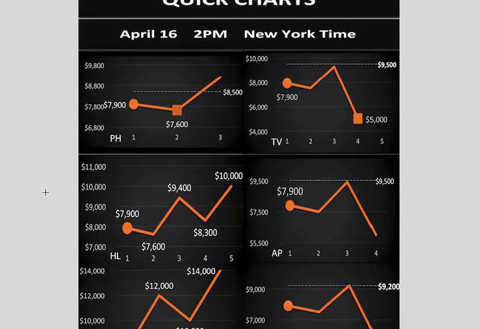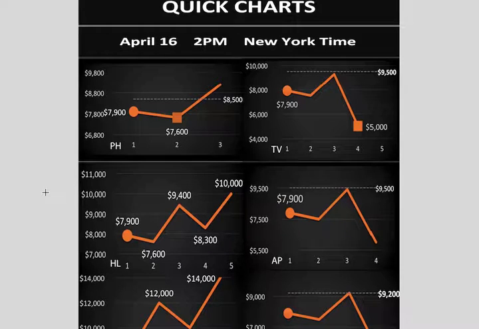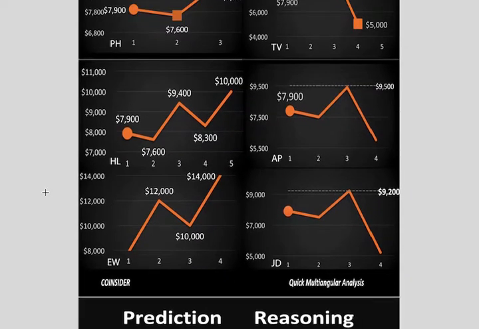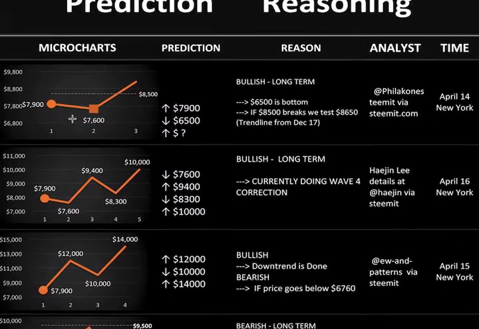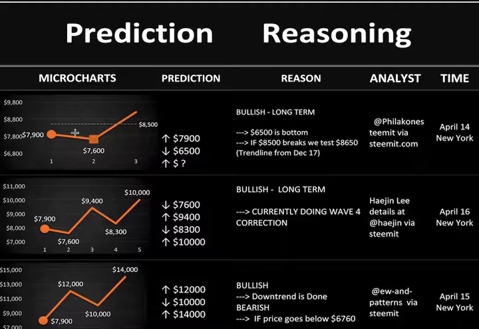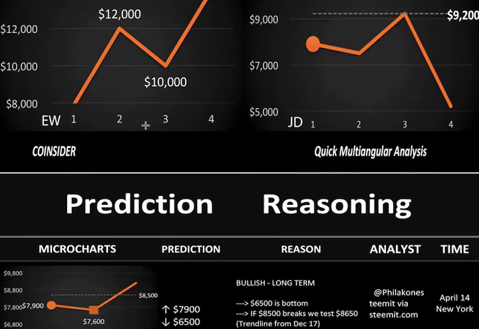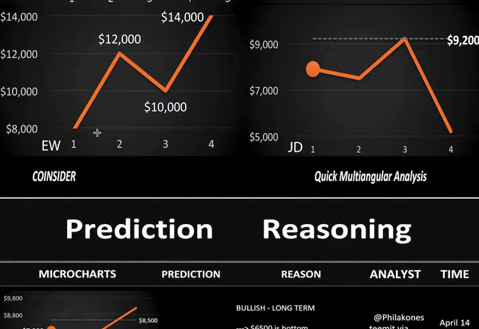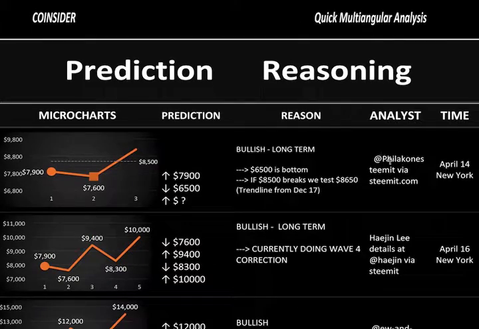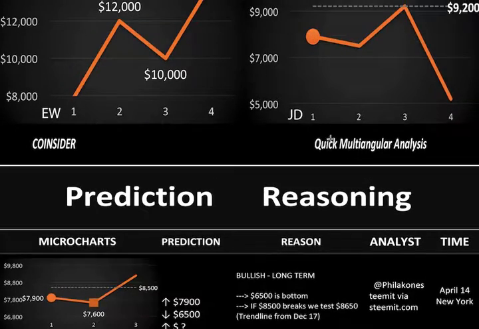So that was quick charts, and if you want to stick around for the next section of the reasoning, we're going to go into it now. So the prediction and reasoning, let's make this a little bigger. Okay, so we have, I call these micro charts, these small little charts, which are the same charts that were up here. We're going to get into the reasoning of each chart and analyst. Also, we have the initials of each analyst, so you can find the name associated with the analyst.